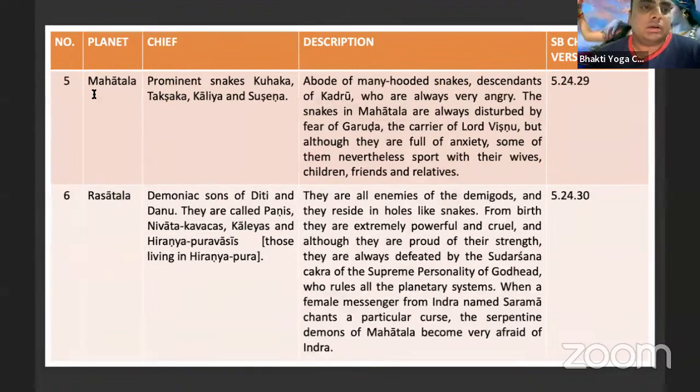Then the fifth planet, Mahatala, is guarded or led by prominent snakes like Kuhaka, Takshaka, Kaliya, and Sushena. It is the abode of snakes, and they have a fear of Garuda, but since their position is such in the subterranean region, they are blinded by the opulence of the region, and they forget the danger of Garuda.